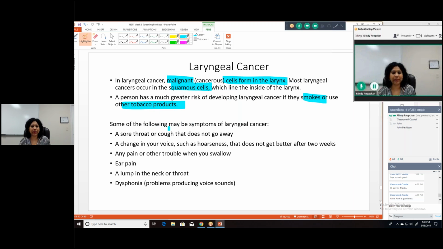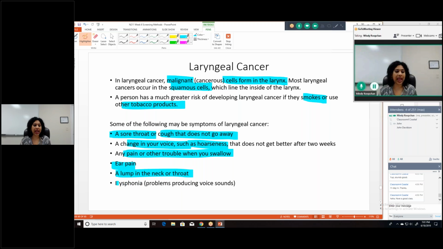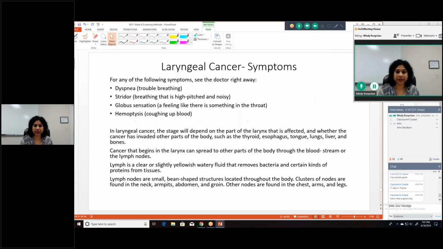Some of the following may be symptoms: a sore throat or a cough that doesn't go away; change in the voice, hoarseness that doesn't get better; pain or trouble when they swallow; a lump in the neck or the throat; and dysphonia, which is problems producing voice sounds. For any of these symptoms, dyspnea, stridor, globus sensation, hemoptysis, see the physician right away. Let the patients know if these start to happen, they've got to get to the doctor.